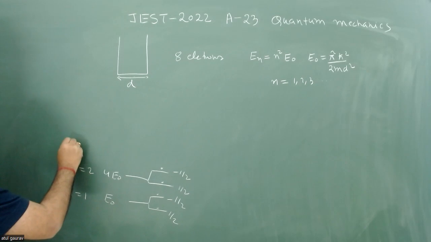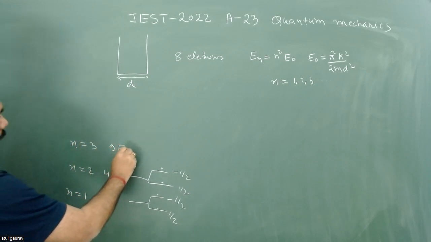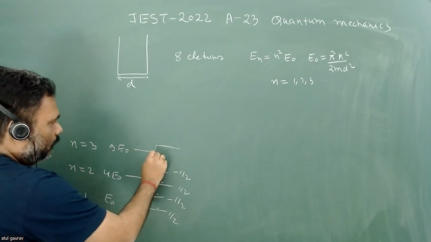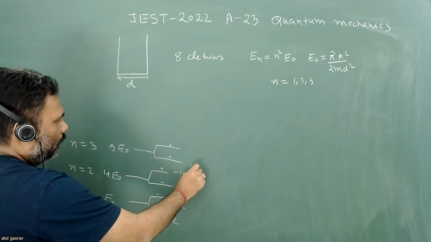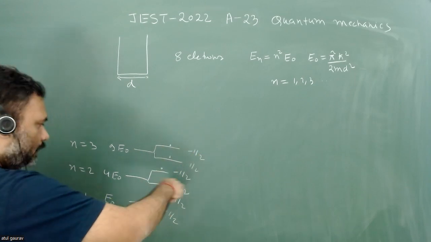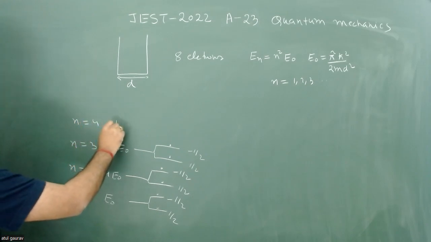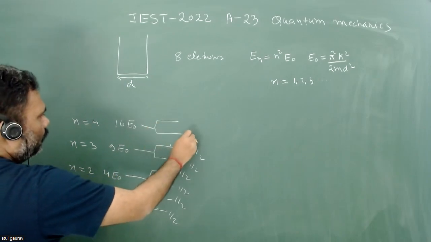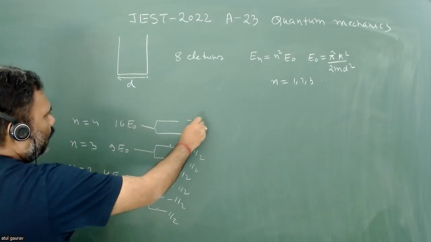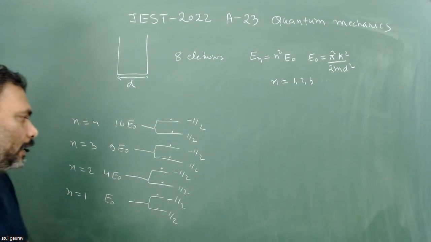So 4 are adjusted. Now for n is equal to 3, the energy eigenvalue is 9 E naught, and again this will be spin half and minus half. So 6 electrons have been adjusted. And now n is equal to 4. So this is 16 E naught, and we again have spin half and minus half. So in total 8 electrons have to be adjusted like that.